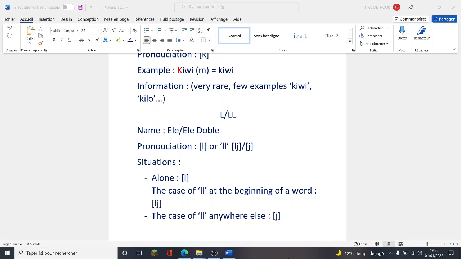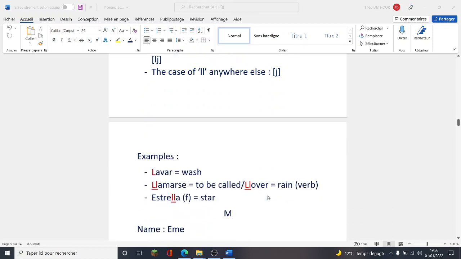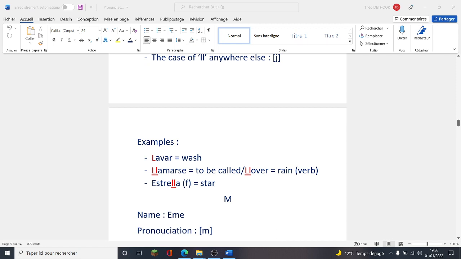So yeah, if L is alone, it has to be pronounced L, but if it's a double L, there are two different cases. If the double L is at the beginning of a word, you have to pronounce it lieu, and if it's anywhere else in the word, you have to pronounce it ye. Let's focus on examples in order to understand a little bit better how it works. So if it's alone, you have, for example, lavar, which means to wash.